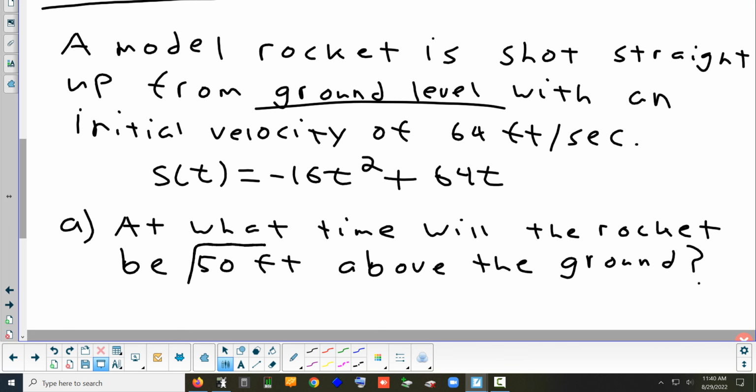If I want to know when the object will be 50 feet above the ground, where would the 50 feet get plugged in? Would that go on the left-hand side, or would it go in for the t variable on the right? The left.